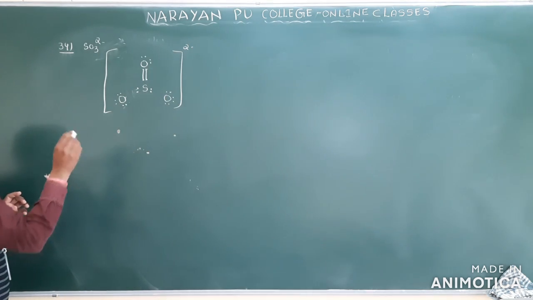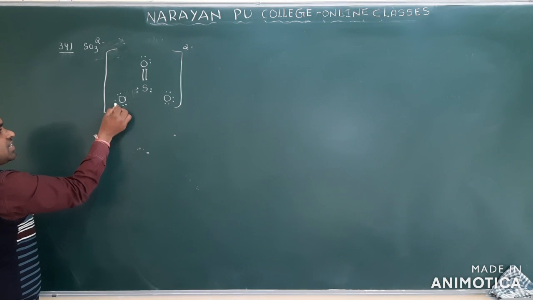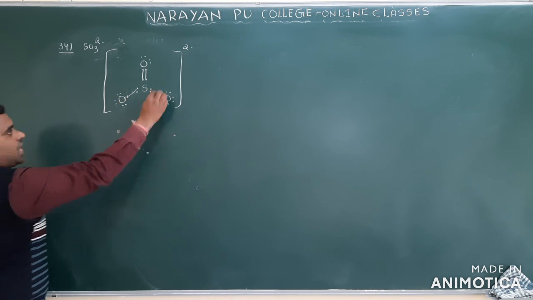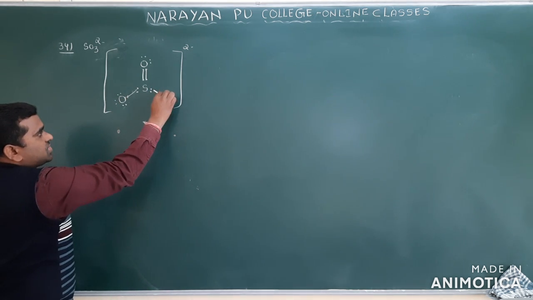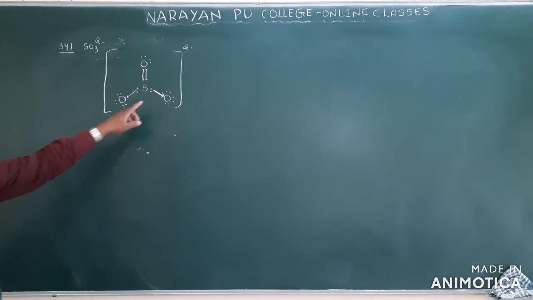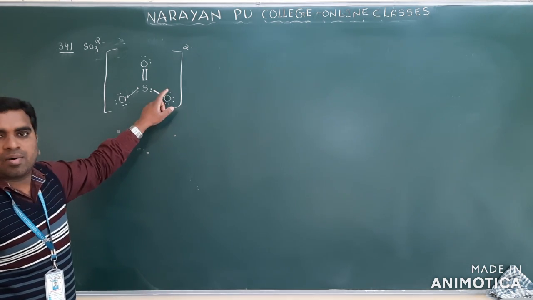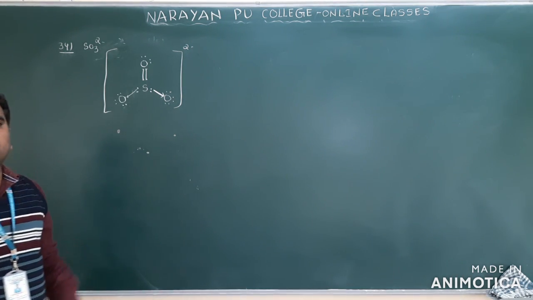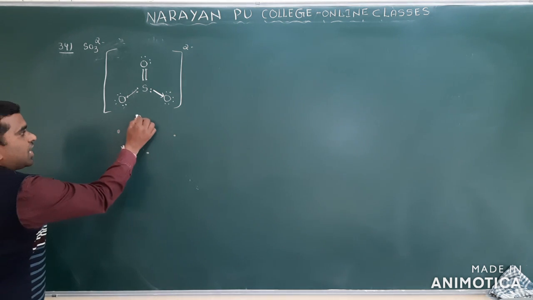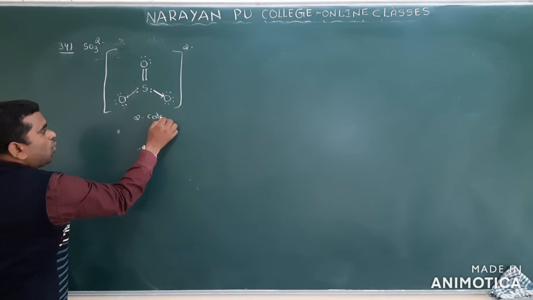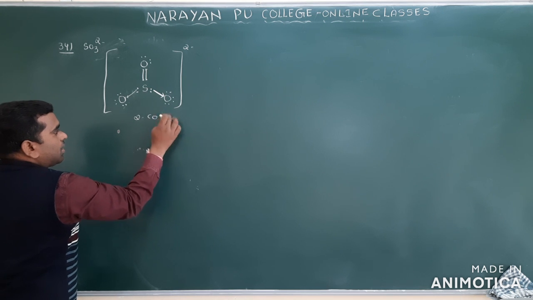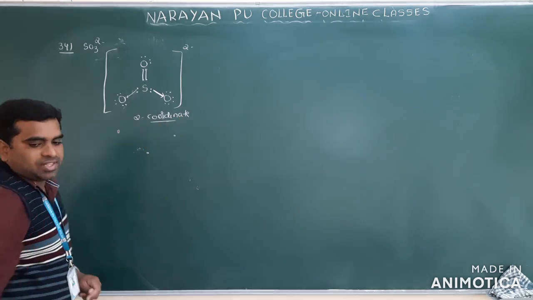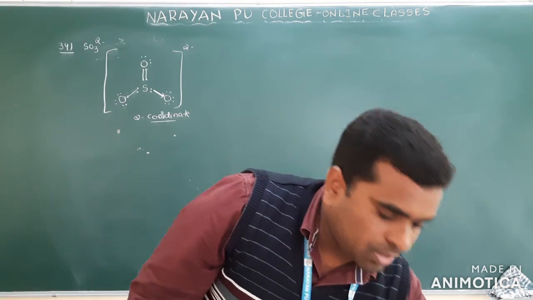Then what will it do? Because oxygen here has 6 electrons, it needs 2 electrons. So sulfur donates the pair of electrons to oxygen. Now this oxygen also fulfills the octet, this oxygen also fulfills the octet, and sulfur also fulfills the octet. So how many coordinate bonds are there? 2 coordinate bonds. So that's why this molecule will have coordinate bonds.